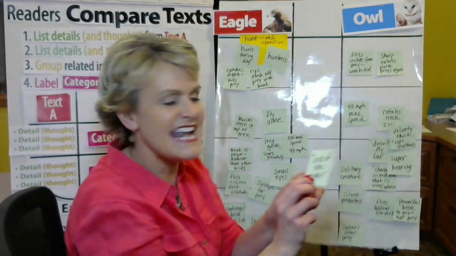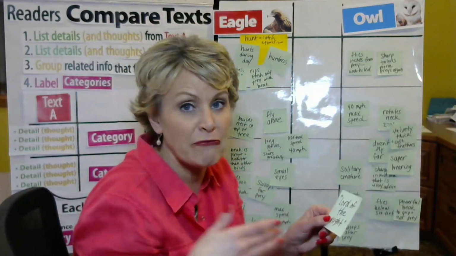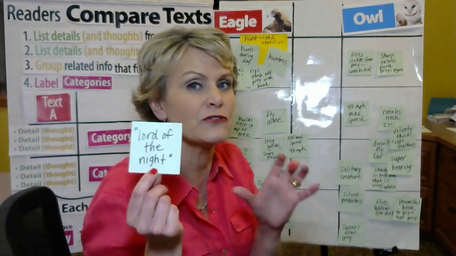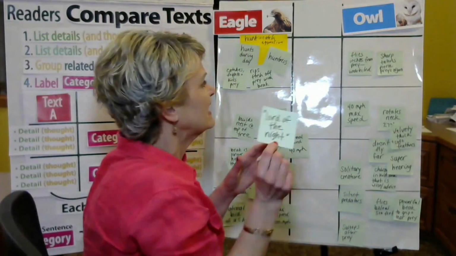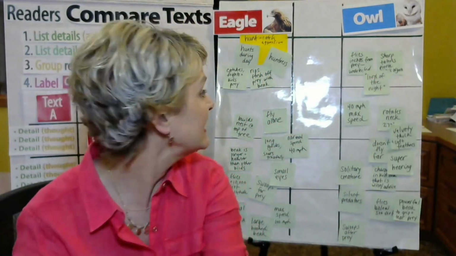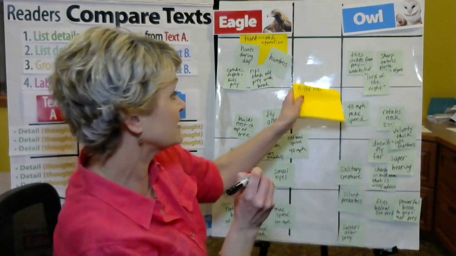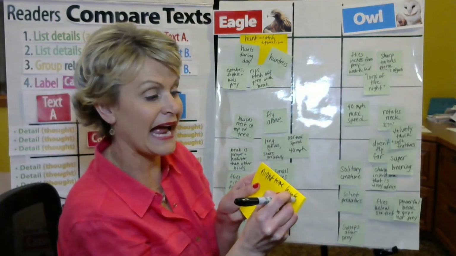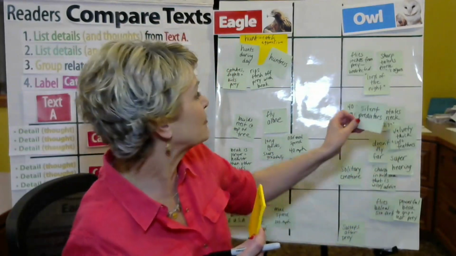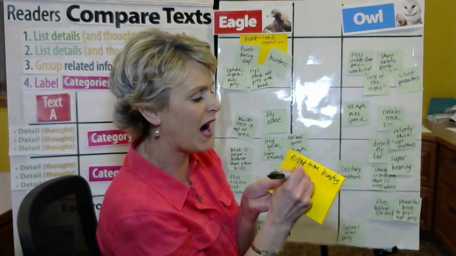Lord of the night. I don't really know what that means by itself, but after having read, remember these details came from my reading voice, it means like they're the stalkers of the night. And so I know that's partly how they hunt. They hunt at night. They're nighttime hunters. I'm writing that down, not because the details said that, but I'm putting these details together. Silent predators at night. Silent, they're quiet.